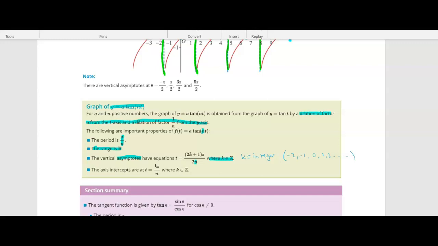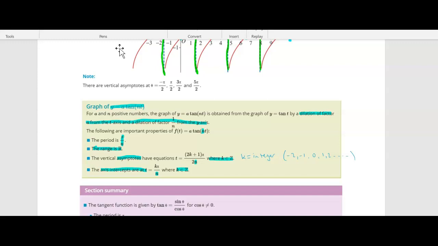All right, your x-axis intercepts are at t equals k over pi n, where k is an element of Z. Again, we're substituting in the value of n, and k can take on any integer, positive or negative, and also 0. Once you've found your value of n, you can work out your period, your vertical asymptote, and your x-intercepts.